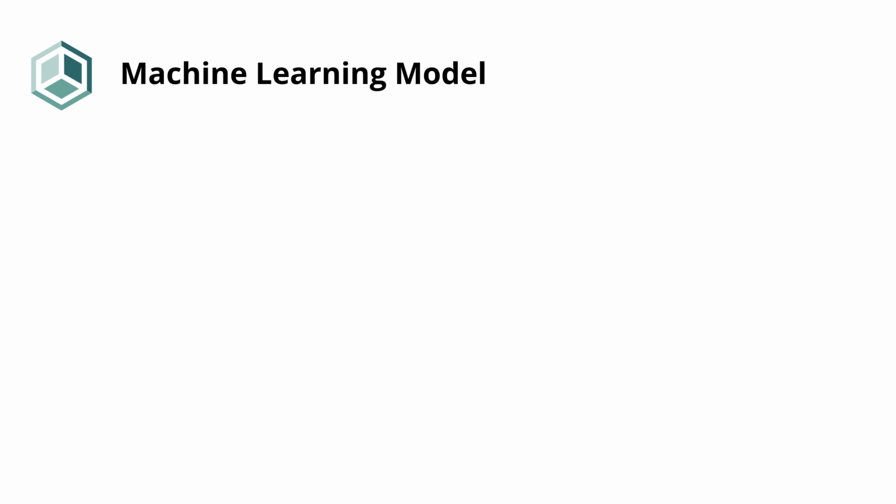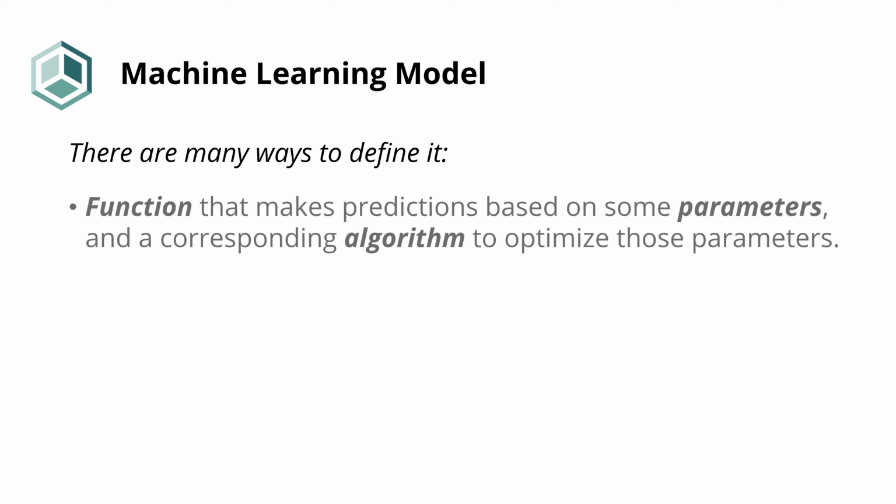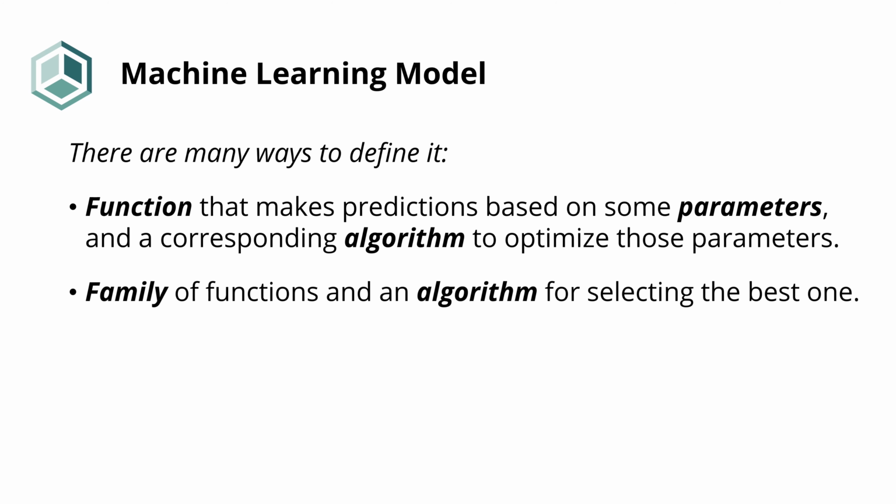A lot of effort goes into developing models that are better at performing certain tasks. There are several ways we can go about defining what a machine learning model is. We can say that it is a function that makes predictions based on some parameters, and this function has a corresponding algorithm used to optimize those parameters. Knowing that parameters can determine the behavior of functions, we can say that for each specific set of parameter values, we actually have a different function. A model is then a family of functions, all sharing the same set of parameters, and the algorithm is there to select the best function from that family.